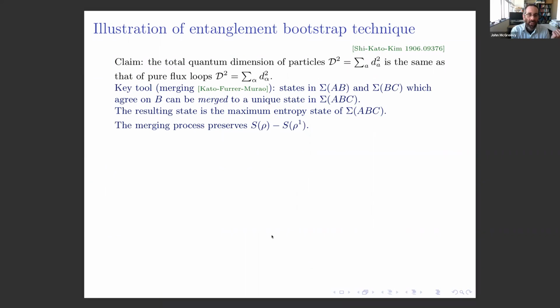Okay, so as an illustration of the technique, maybe let me go through this quickly because I'm running very low on time. A simple thing to prove is that the total quantum dimension of the particles, the sum of their quantum dimension squared, is the same as the total quantum dimension of the pure flux loops. That you get the same total quantum dimension from these 2 things.